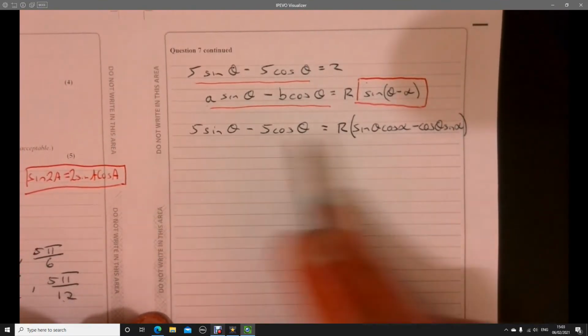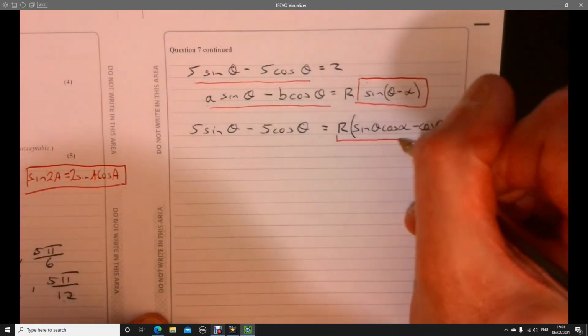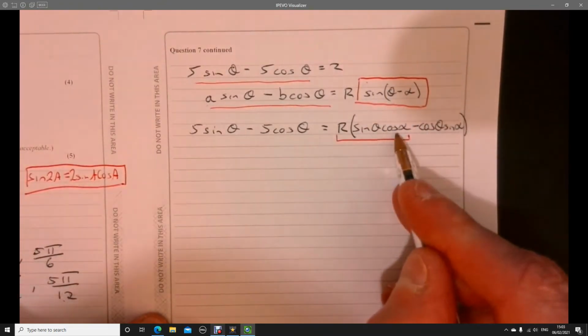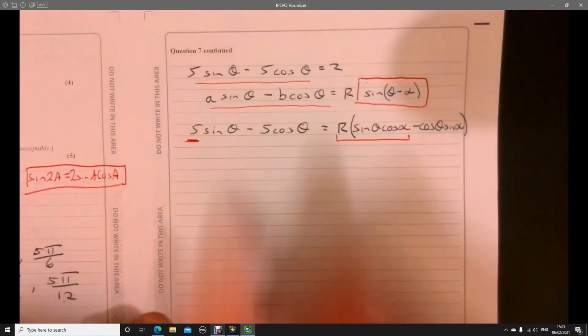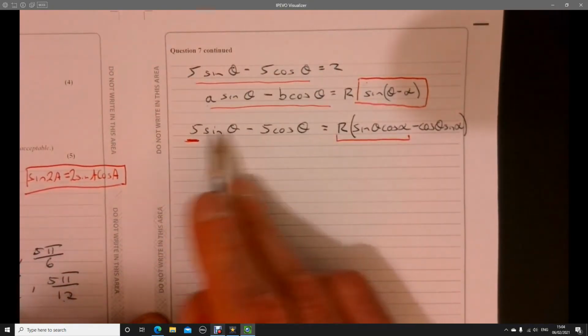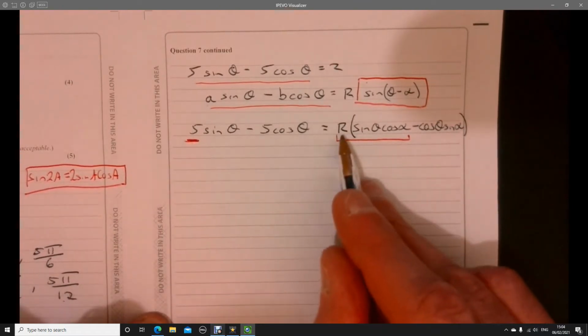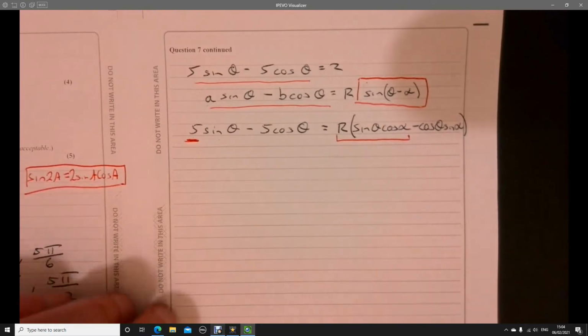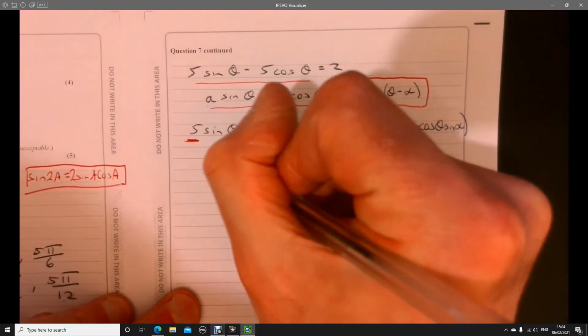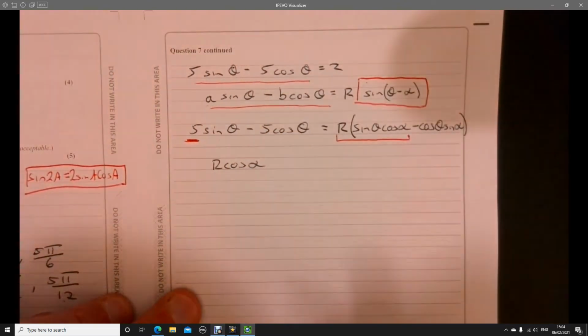So look at this. When I multiply this bit out, I get r sine theta cos theta. So it's the same as this. I've got sine theta, 5. So 5 must equal r times cos alpha. So that's what we're going to write down. So we've got r cos alpha must equal 5.